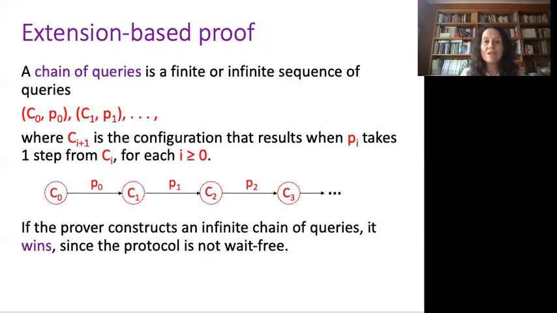A chain of queries is a consecutive sequence of queries where the resulting configuration of one query is the input configuration to the next query in the sequence. A second way the prover can win is if the protocol allows the prover to continue a chain of queries indefinitely, which shows that the protocol violates wait-freedom. Extension-based proofs have one more type of query, which is called an output query.